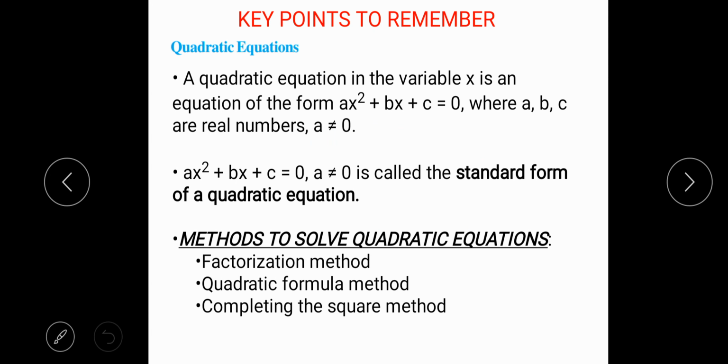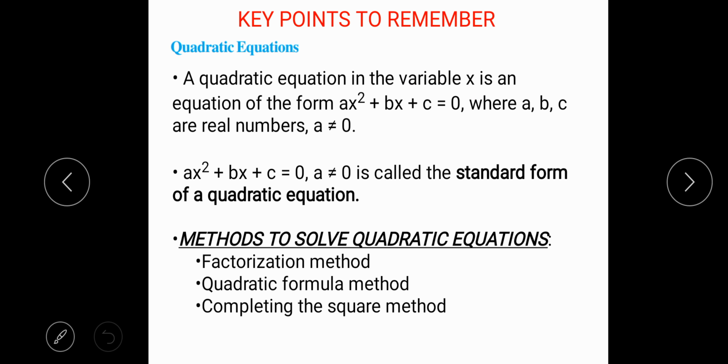First is your quadratic equation. What is a quadratic equation? A quadratic equation in the variable x is an equation of the form ax square plus bx plus c is equal to 0, where a, b, c are real numbers, and a is never equal to 0. Why is a never equal to 0? Because if a is equal to 0, then this equation becomes a linear equation only.